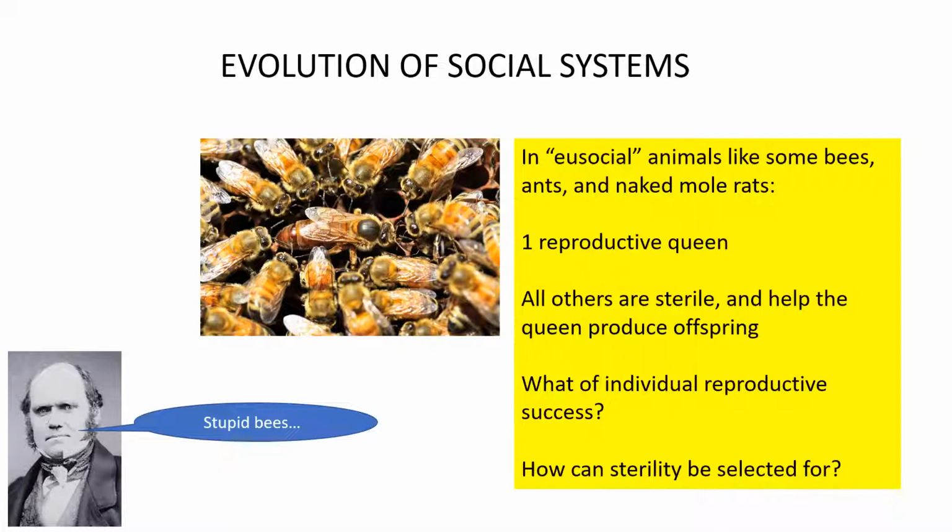And that isn't just an interesting thing, because if selection operates as a consequence of differential reproductive success, if the bottom line is reproduction, how can this system, where most of the organisms are not reproducing, actually persist through time? Darwin hated bees. He was well aware of this.